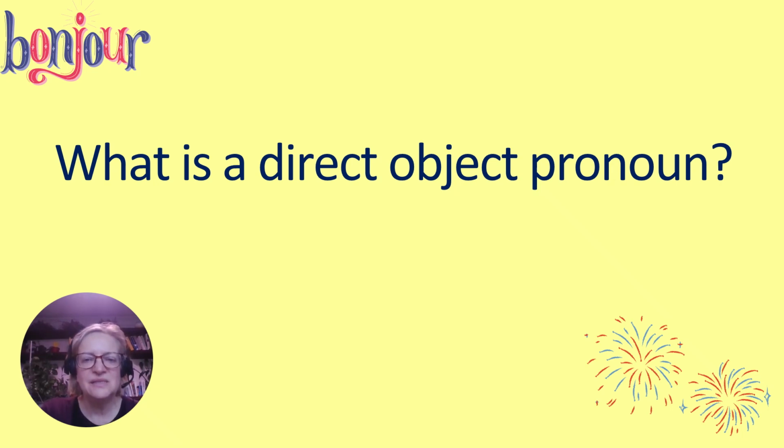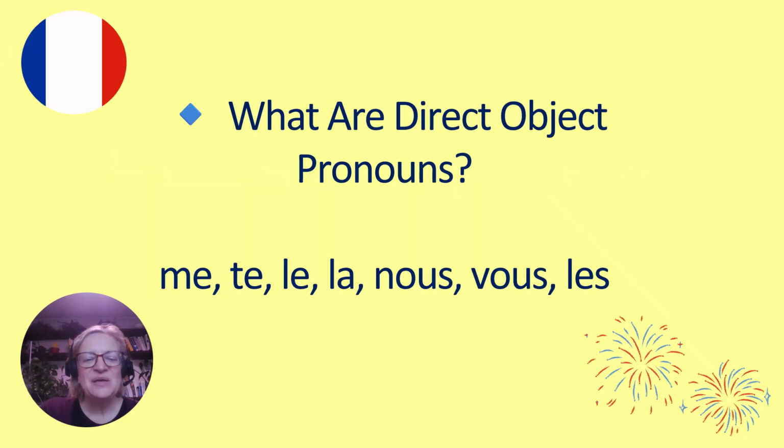And don't worry, it sounds scarier than it actually is. So what are the direct object pronouns? They're me, te, le, la, nous, vous, les. You might recognize some of them. They are pronouns that we use when we don't want to repeat a word, so they replace a noun.